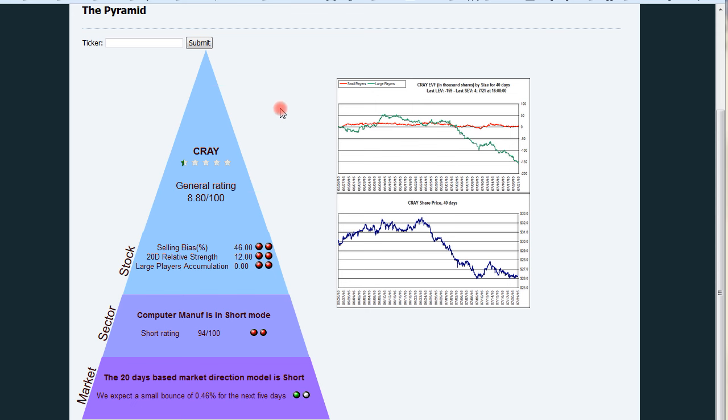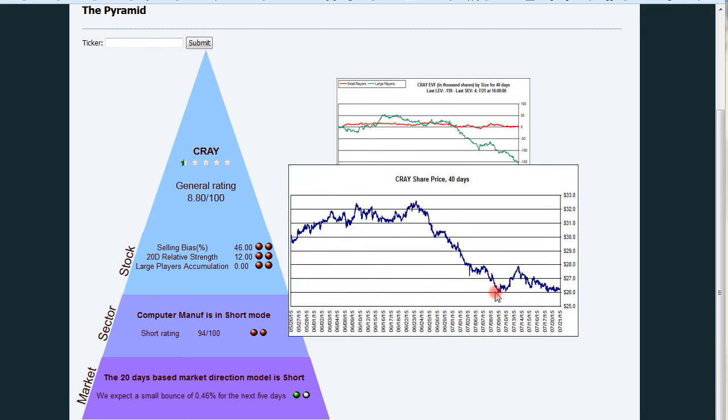CRAY is a fast computer manufacturer. You can see that the sector is rather negative. It's in a short mode with a high rating for shorts, and all these stock-specific data are rather negative. So the question here is, are we going to short a breakdown below the support level of 26, or are we going to short a bounce to the resistance level of about 27.5? This is what we are going to study today.